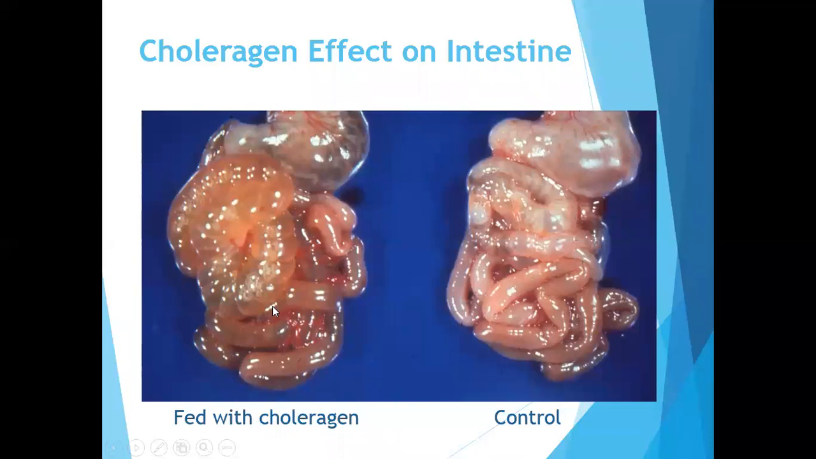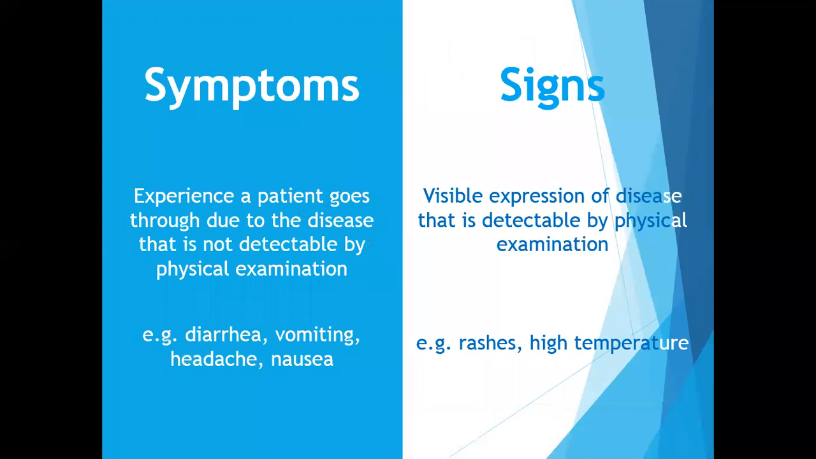Now on the left side, I believe this is the internal organ of the rat. This is the rat fed with choleragen, and this is the rat not fed with choleragen, so it's the control. You see the one fed with choleragen is swollen with a lot of water in the lumen because of the effect of choleragen, causing sodium ion to be pumped out, and therefore chloride ions and water follow.